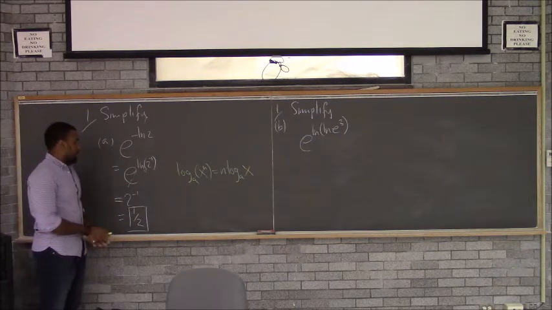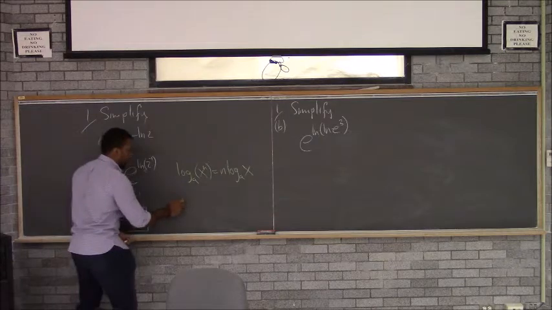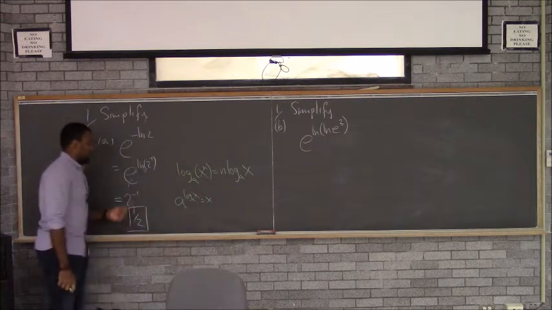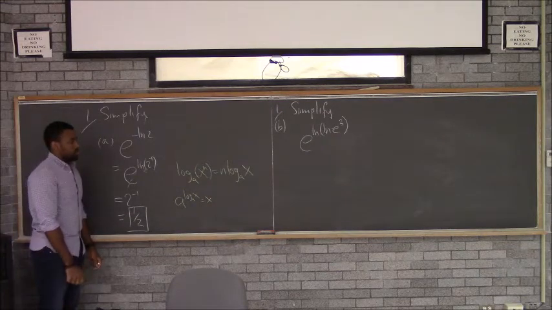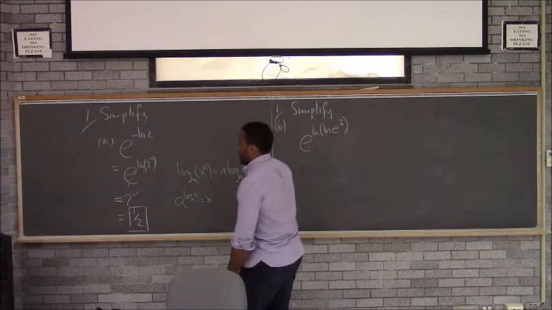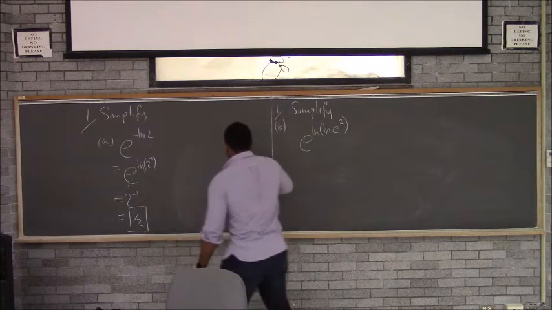Okay. And this was legal because we have a rule that says a log to the base a of x is equal to x. So this was allowed. Now, can someone tell me another way to do that? Did anyone do it another way?